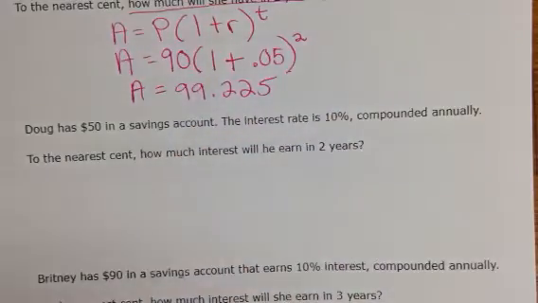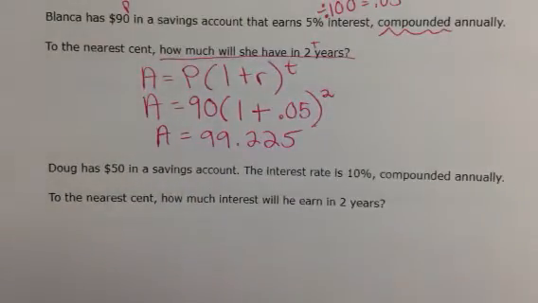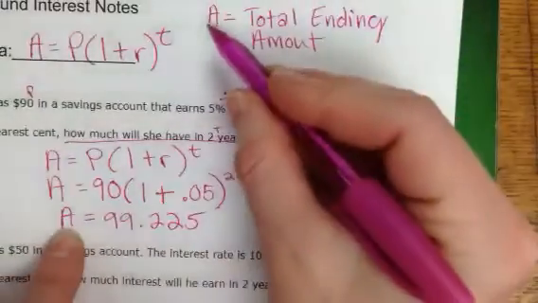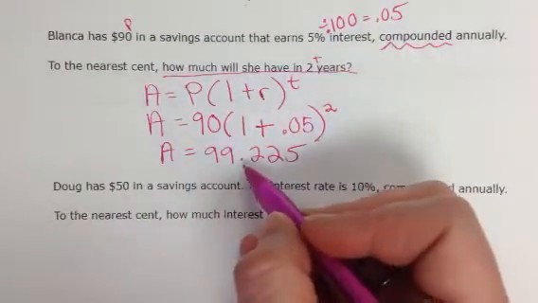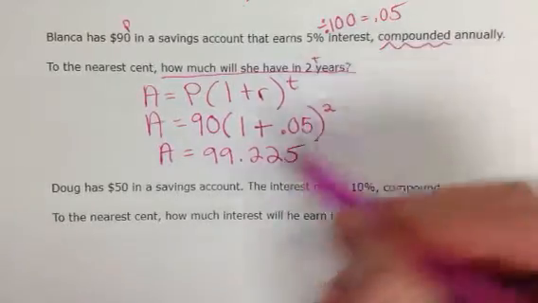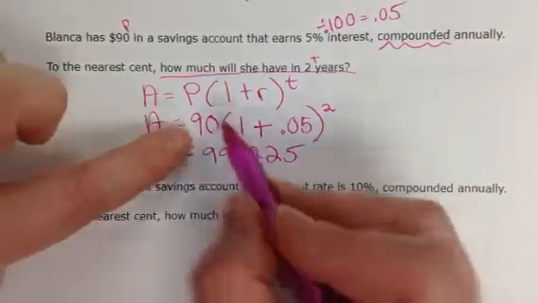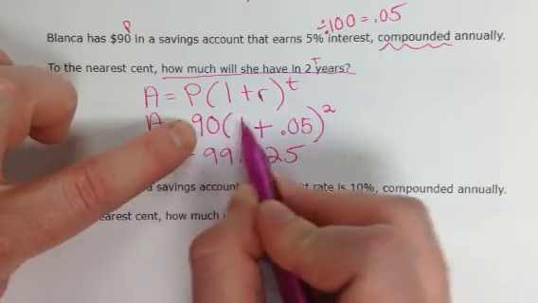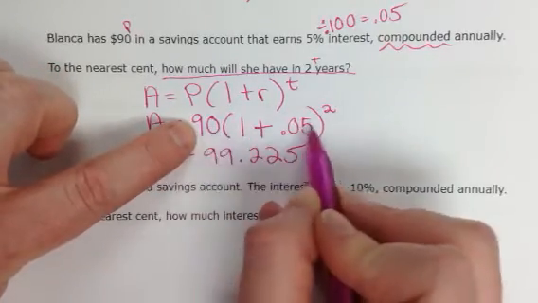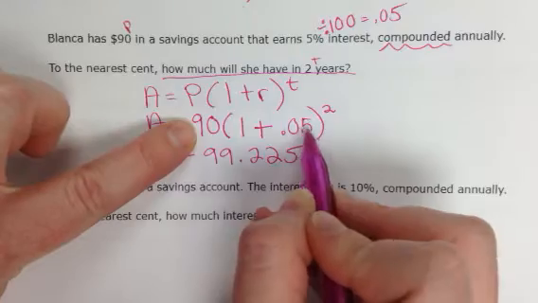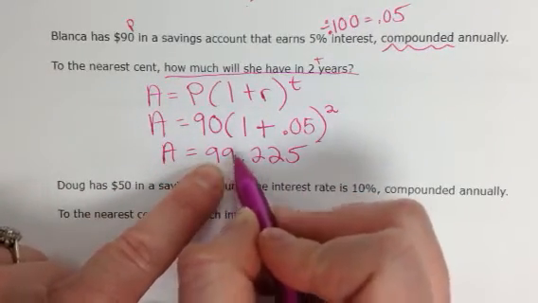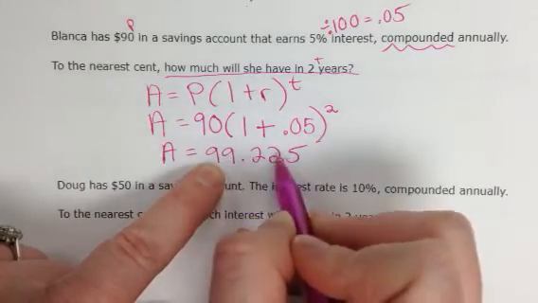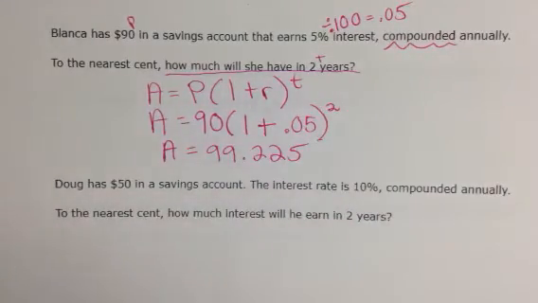Okay, it was asking to the nearest cent, how much will she have in 2 years? Okay, so A, this time we said that is the total ending amount, so I don't have to go back like I did yesterday and do an extra step to this problem, because this already is grabbing, the 1 is grabbing all of her starting amount, that principal, and then this part is grabbing the interest, okay? So she had 90 to begin with, and then she earned $9 and some. They've already put it all together for me.